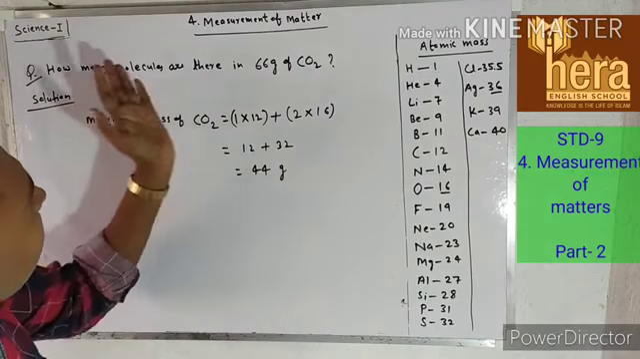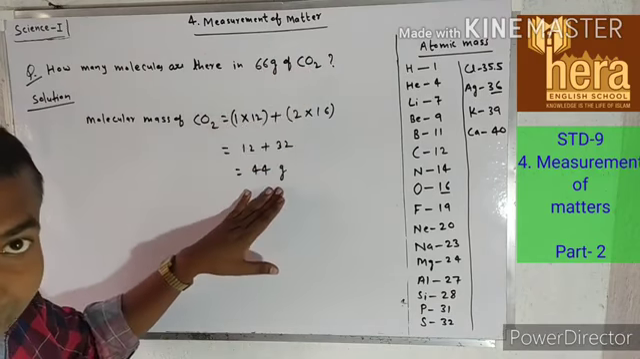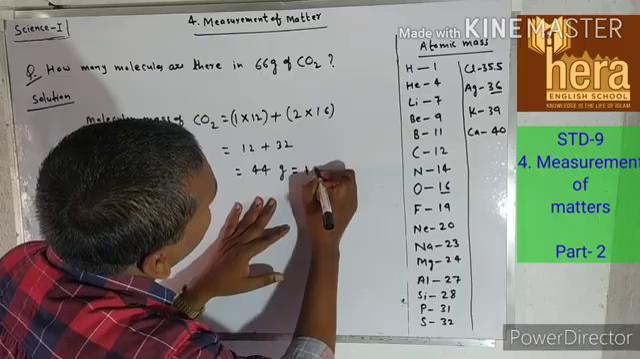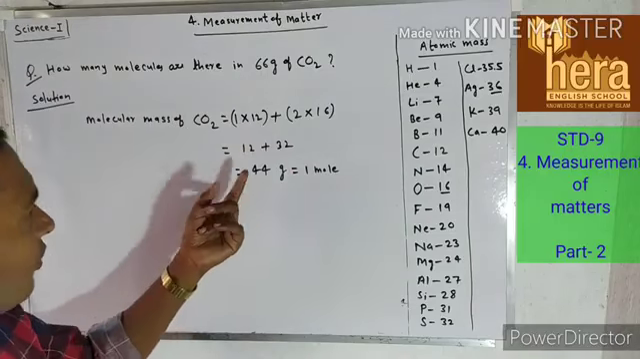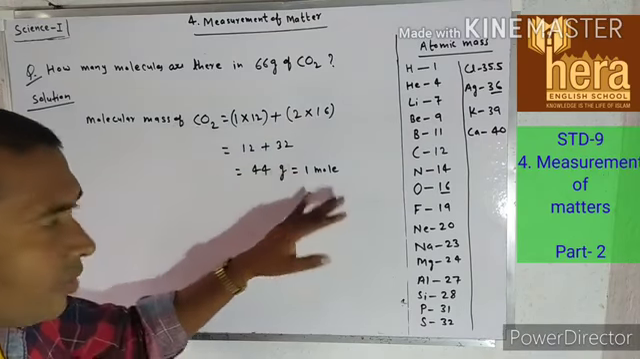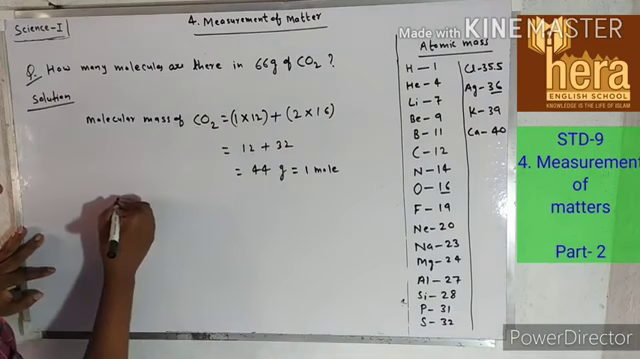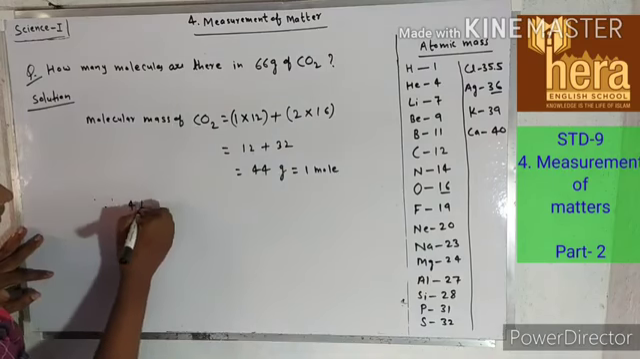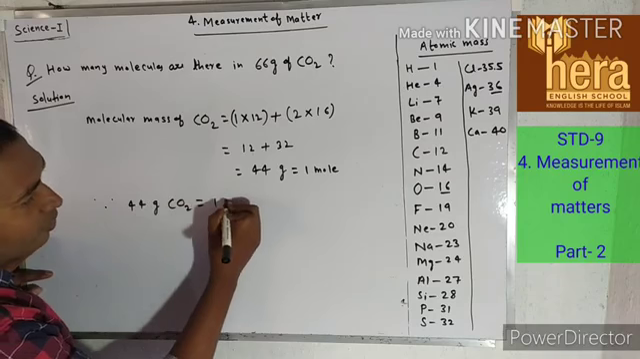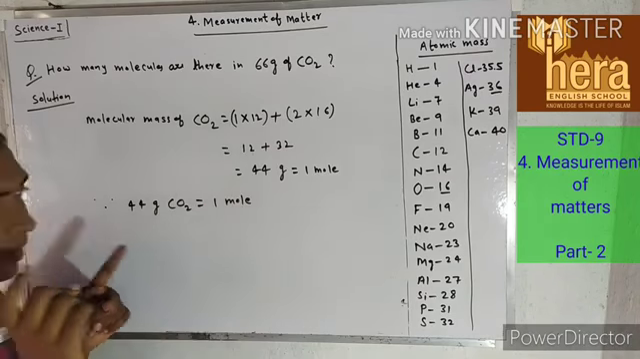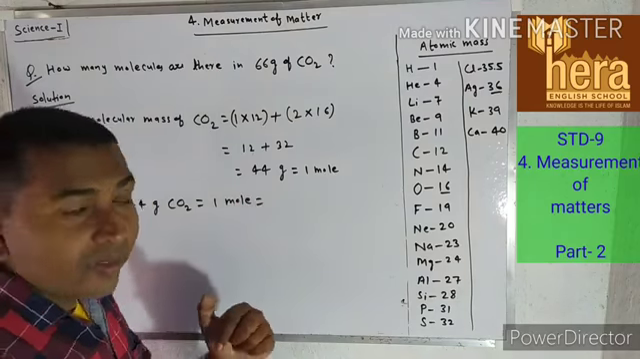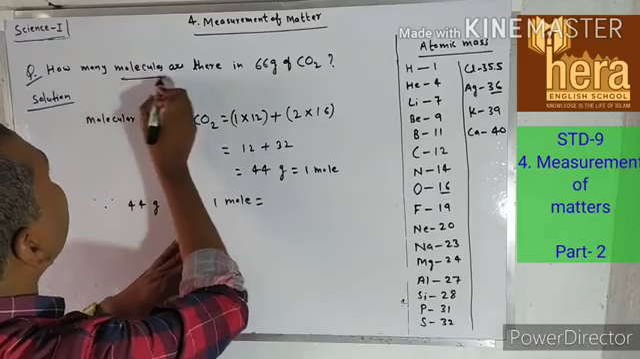What you have to do, you have to find molecular mass in gram, and this will be equal to 1 mole. So 44 gram of CO2 is equal to 1 mole. So we can write here, since 44 gram CO2 is equal to 1 mole, and 1 mole is equal to how many molecules or atoms? So here we are counting the number of molecules.